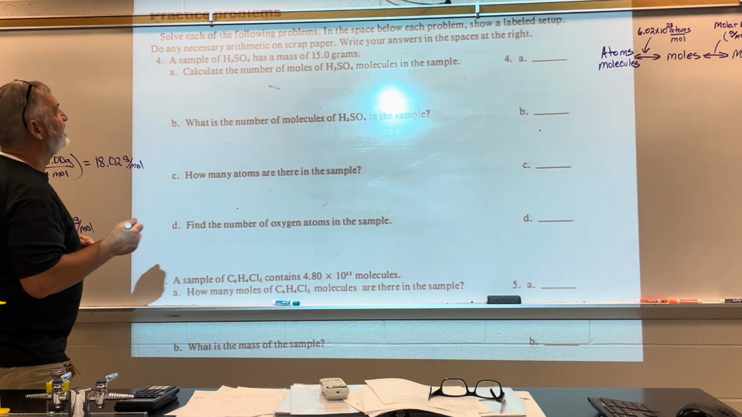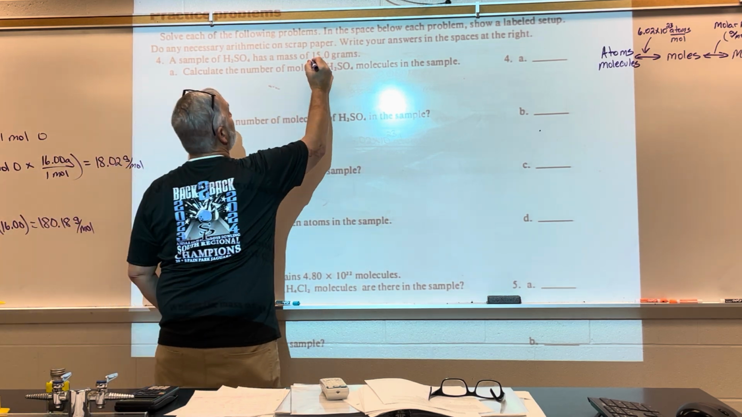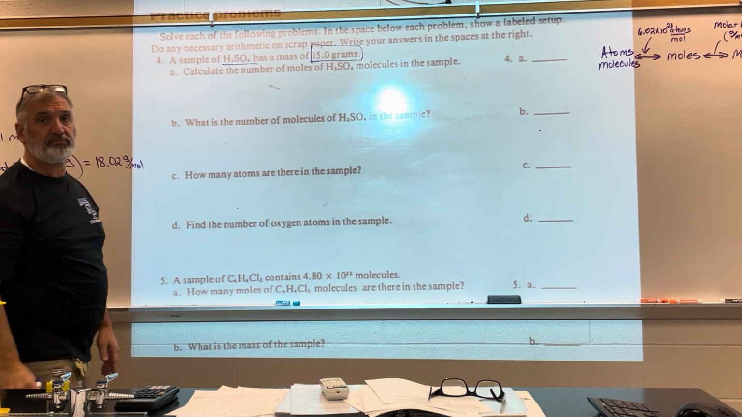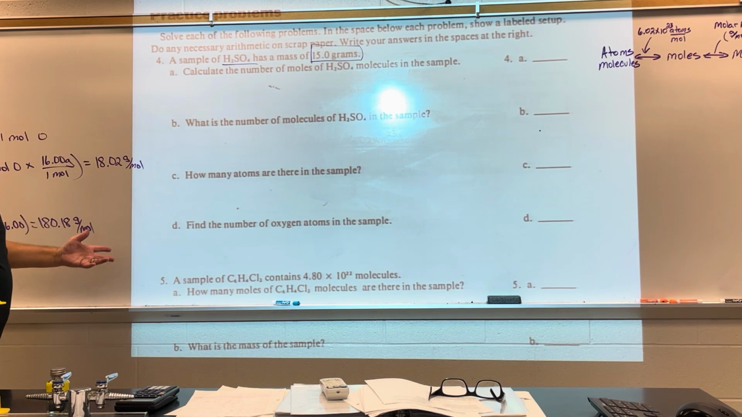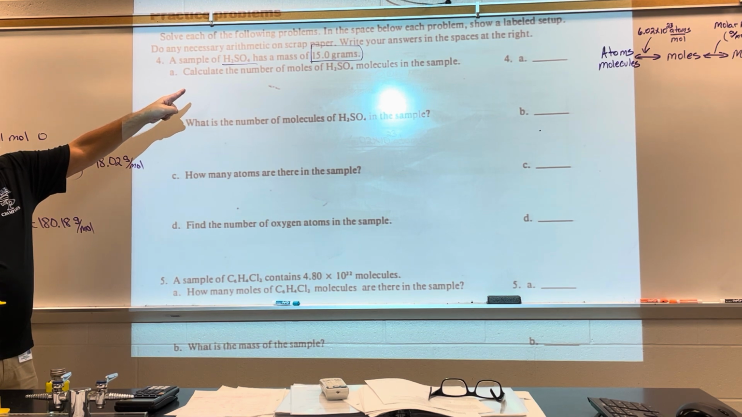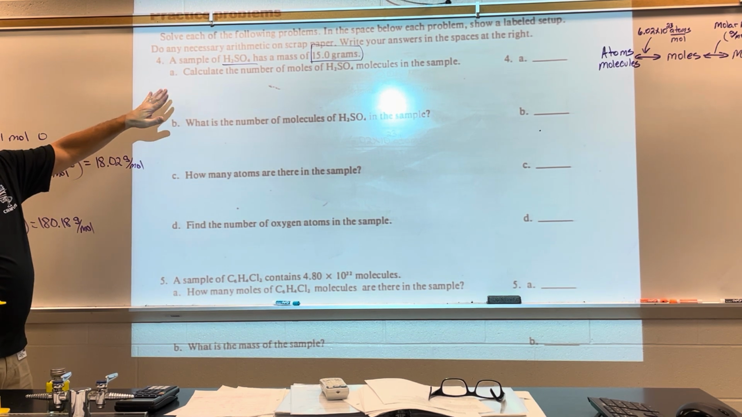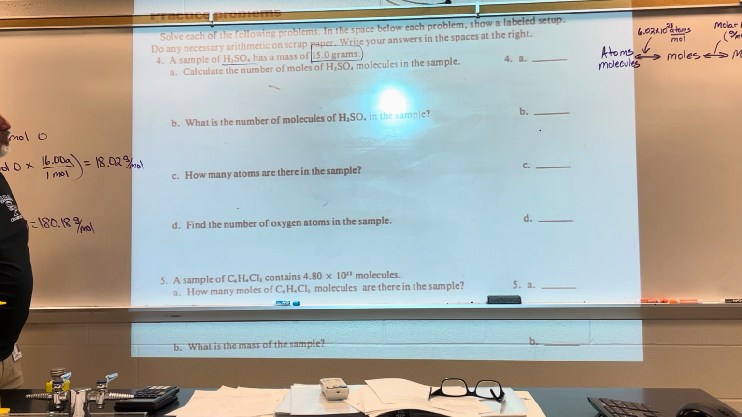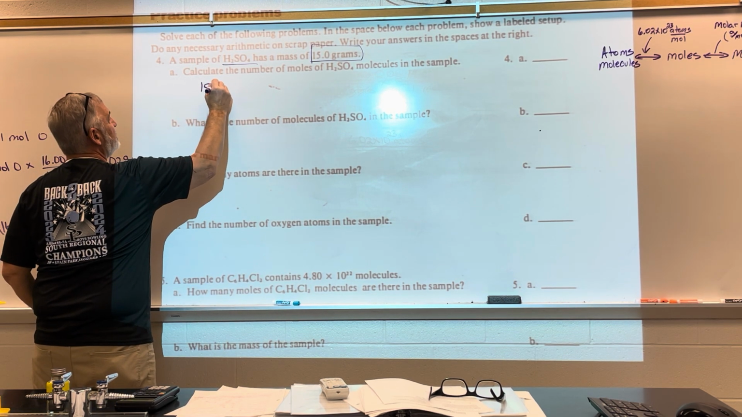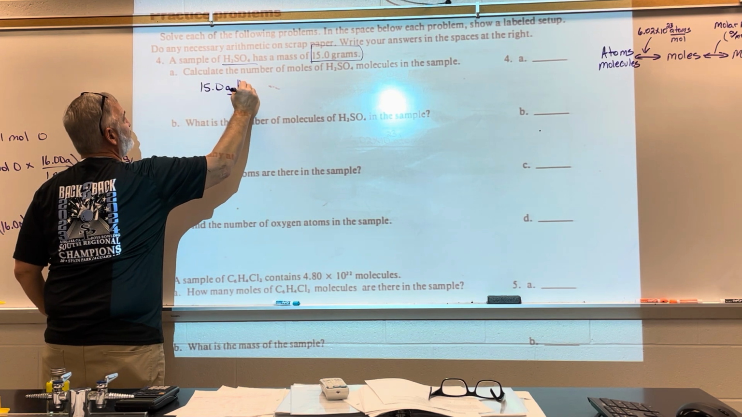But here we go. Here we have 15 grams of H2SO4, a sample of H2SO4. So all of these questions relate to that 15 grams of H2SO4. Now, calculate the number of moles of H2SO4 molecules in the sample. So we're given grams and we have to go to moles. So I have 15 grams of H2SO4.